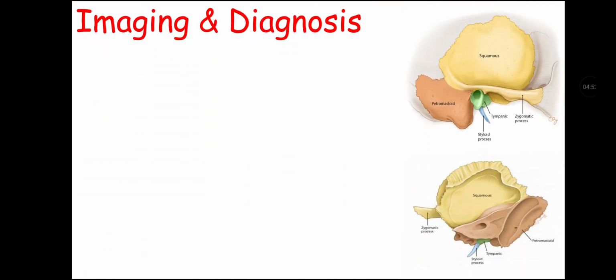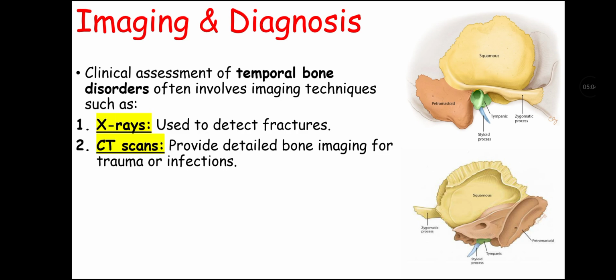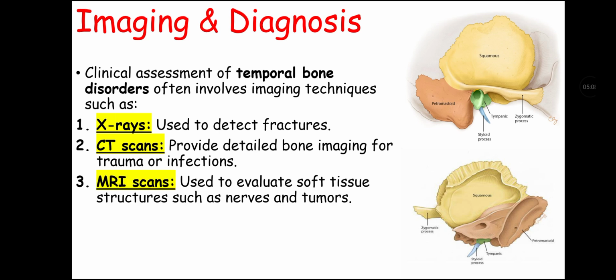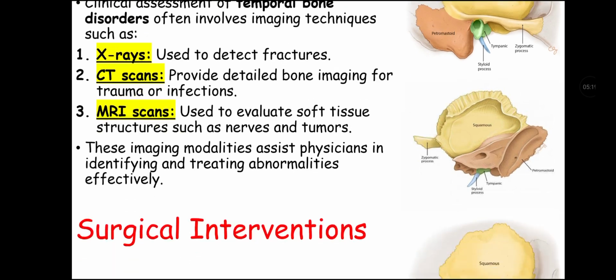Now let's talk about imaging and diagnosis in case of temporal bone. Clinical assessment of temporal bone disorders often involve imaging techniques such as X-rays that are used to detect fractures, CT scan that provide detailed bone imaging for trauma or infection, and MRI scan that is used to evaluate soft tissue structures such as nerves and tumors. These imaging modalities assist physicians in identifying and treating abnormalities effectively.